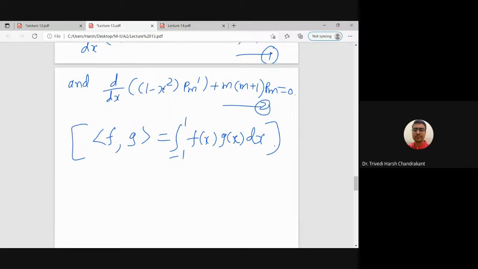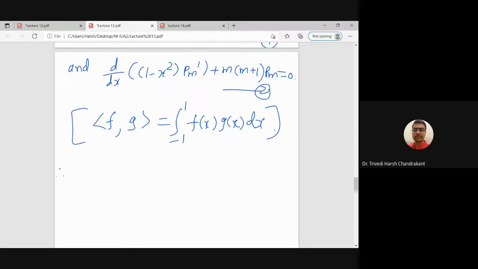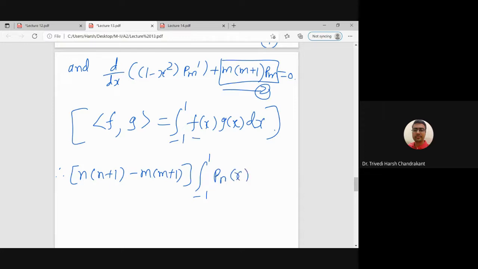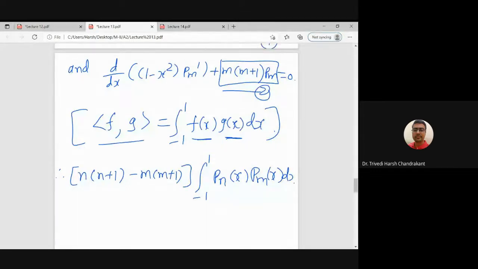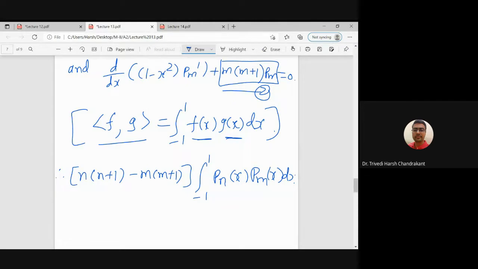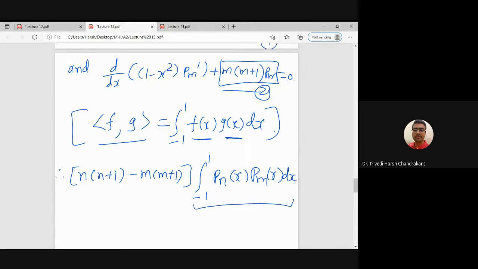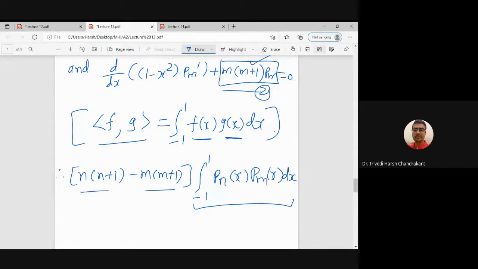So let us do that. Let us start with the right hand side term, which is in terms of m(m plus 1) Pm. Let us take the difference n(n plus 1) minus m(m plus 1) times the integral from minus 1 to 1 of the first polynomial in a product with the second polynomial. We need to show that this inner product is 0, but because our differential equation has this term, we are just multiplying it by this difference.